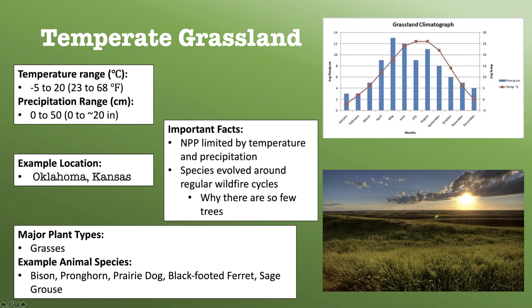The temperatures and the little precipitation limit productivity. Again, you have species that have evolved around a fire cycle. That's also a reason why you don't see a lot of large trees, because the fire just burns them before they can ever grow up. So that's why it's mostly grass. The grasses are fast growing and deep rooted, and they can stick around and survive regular burns.